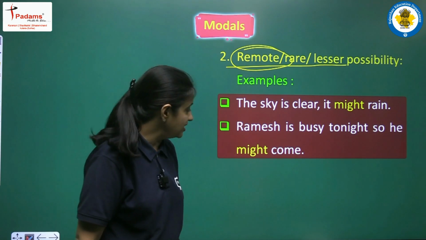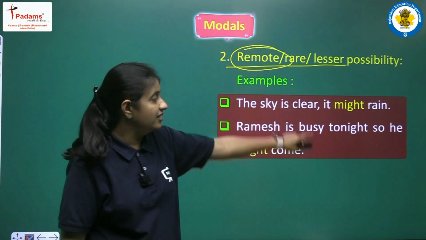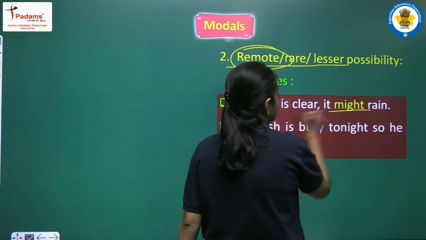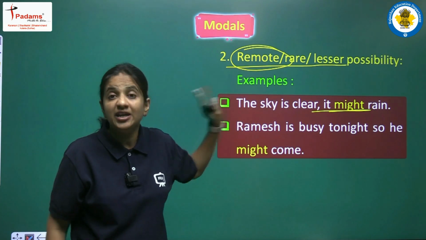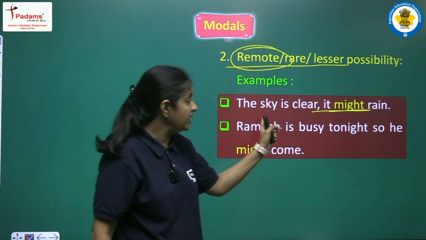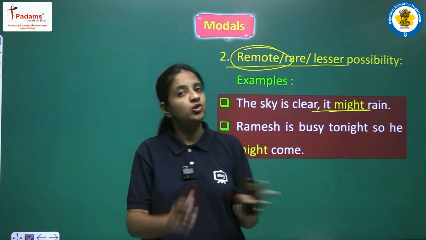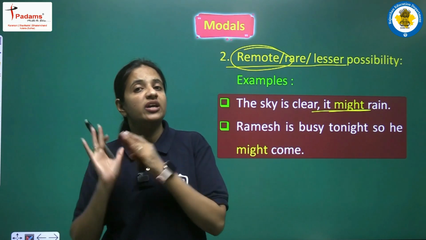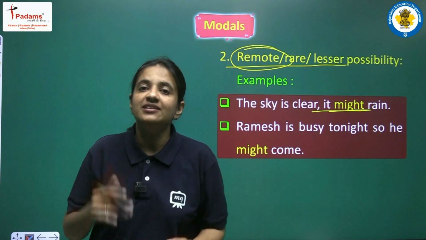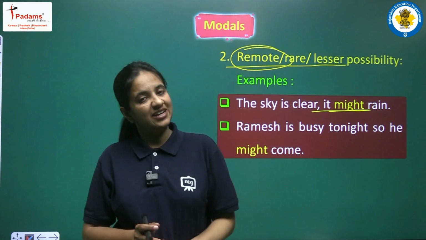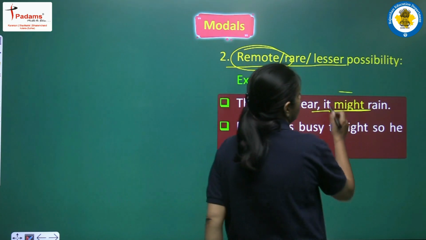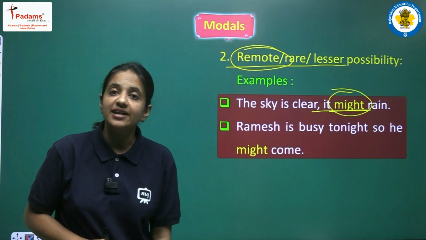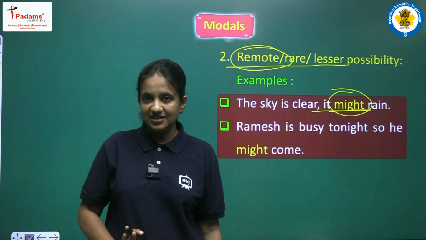The first example is, the sky is clear, it might rain. So students, now observe the sentence very carefully, try to get the meaning of the sentence very carefully. We are saying that the sky is clear, it means no clouds are there in the sky. So if the sky is clear, then the possibility of rain is very less, it is very remote. So this is the reason we are using might here in the sentence. I hope the difference is clear.